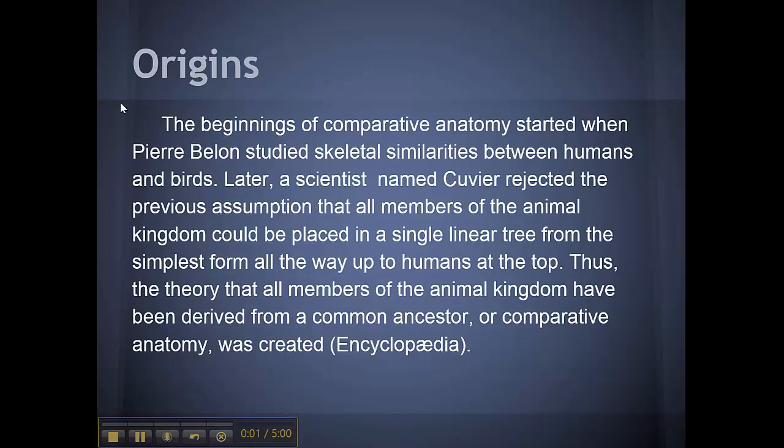The beginnings of comparative anatomy started when Pierre Boulogne studied skeletal systems similarities between humans and birds. Later, a scientist named Cuvier rejected the previous assumption that all members of the animal kingdom would be placed in a single linear tree, from the simplest form all the way up to humans at the top. Thus, the theory that all members of the animal kingdom have been derived from a common ancestor, or comparative anatomy, was created.